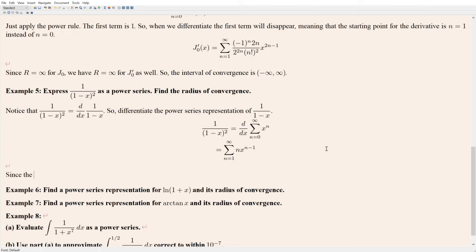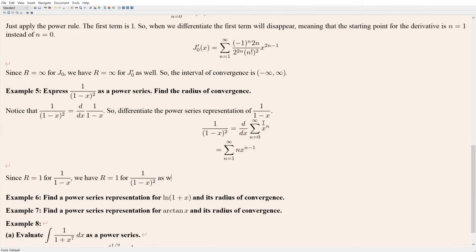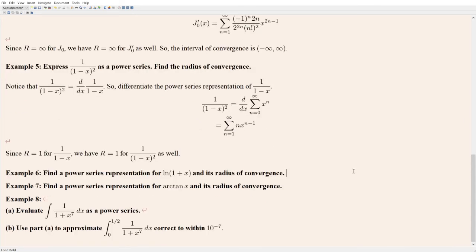And find the radius of convergence. Well, since the radius of convergence for 1 over 1 minus x is 1, it is the same for this. So I'm not saying anything about the interval of convergence, because I don't know, I would have to check. We would have to check by using the ratio test, but I'm not convinced that the endpoints of the interval of convergence remain the same. But anyway, let's just move on.